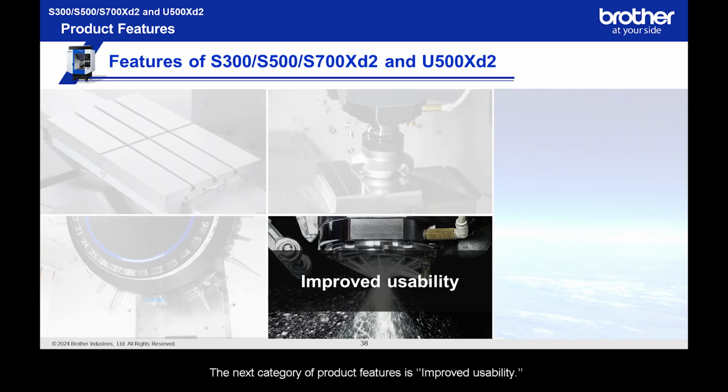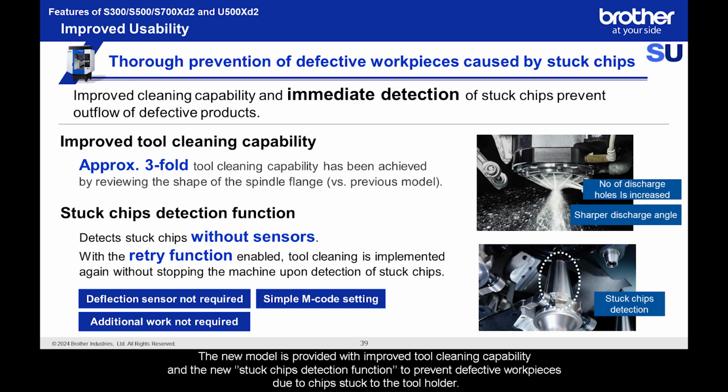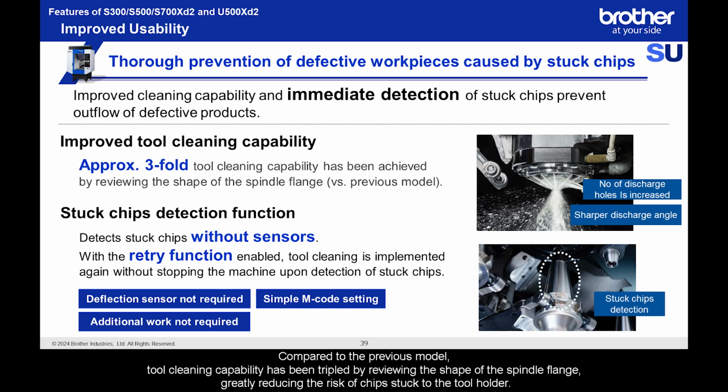The next category of product features is improved usability. The new model is provided with improved tool cleaning capability and the new stuck chips detection function to prevent defective workpieces due to chips stuck to the tool holder. Compared to the previous model, tool cleaning capability has been tripled by reviewing the shape of the spindle flange, greatly reducing the risk of chips stuck to the tool holder.